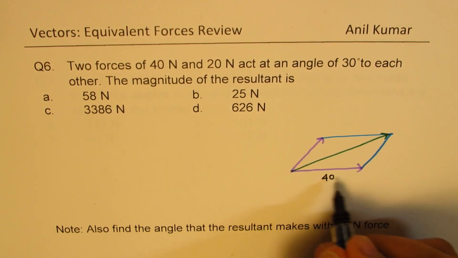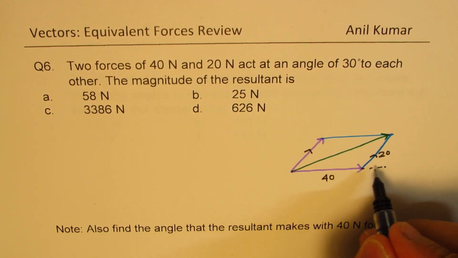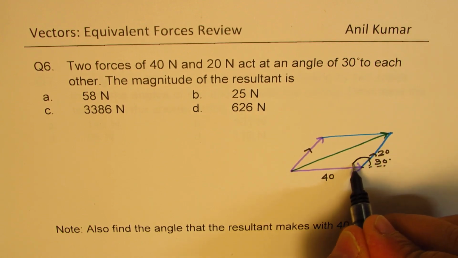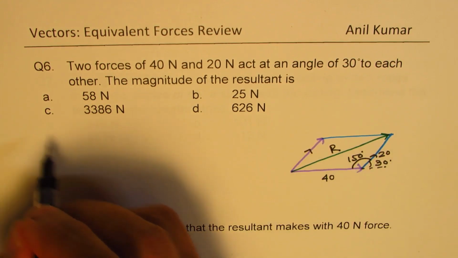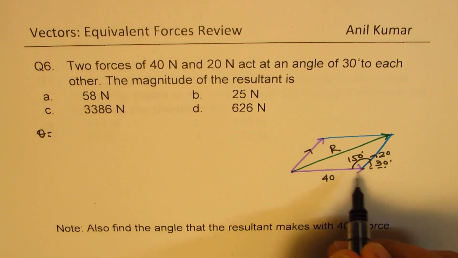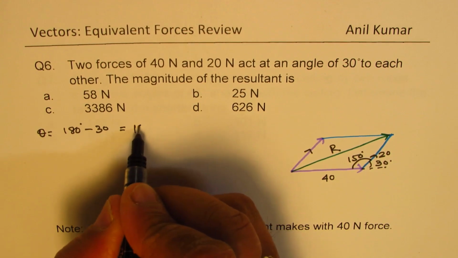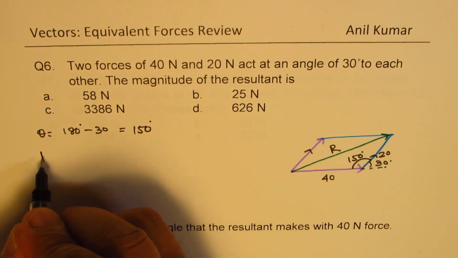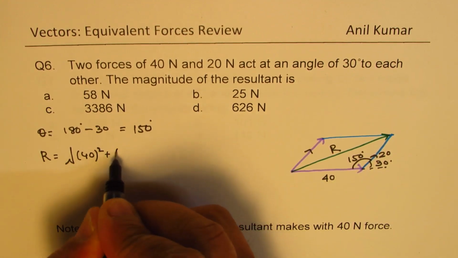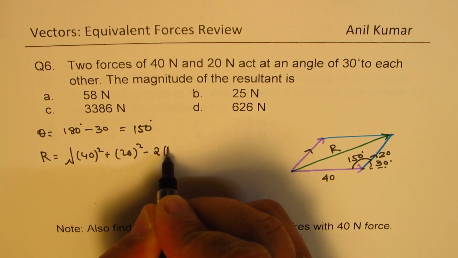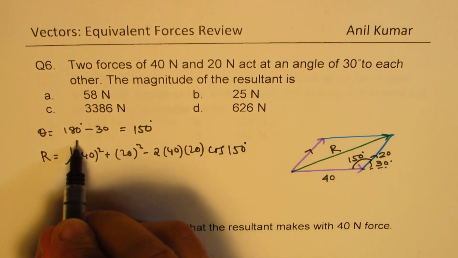So let us say this is 40 newtons, this is 20 newtons, these two are same forces. The angle between them is given to us as 30 degrees, so this angle will be 150 degrees. Now resultant R we can find using cosine theta. So theta first we found 180 degrees minus the angle of 30 degrees, that gave us 150 degrees. Resultant R is equal to square root of 40 square plus 20 square minus 2 times 40 times 20 times cos of the angle 150 degrees.